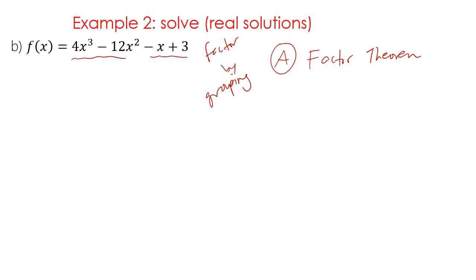And again, this does not work for every single question. When you factor by grouping, that means that you common factor, and in this case, groups of 2. So what can I common factor out of those first 2 terms? A 4x squared, which leaves me with x minus 3. And the second 2 terms, all you can common factor out is a negative 1, which leaves you with x minus 3.